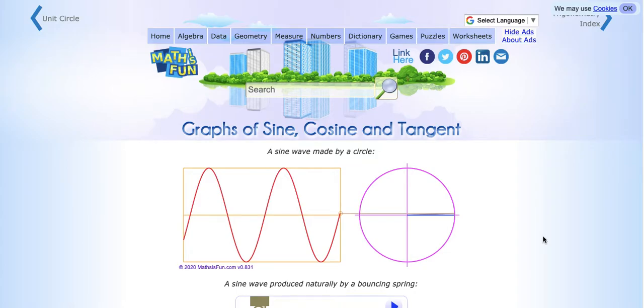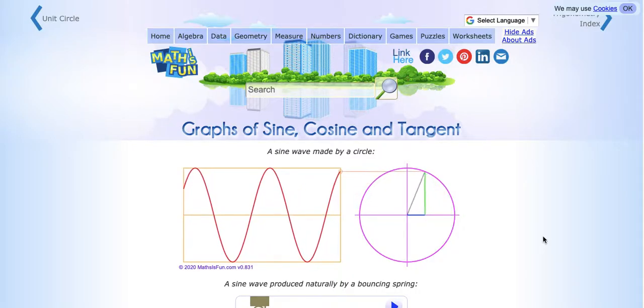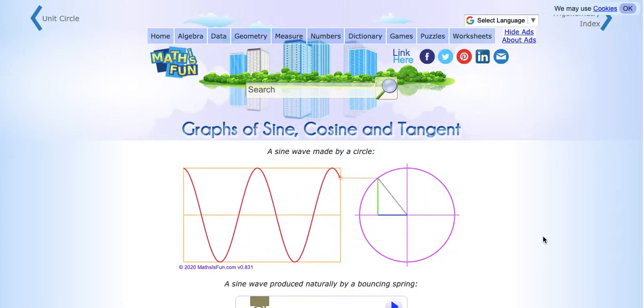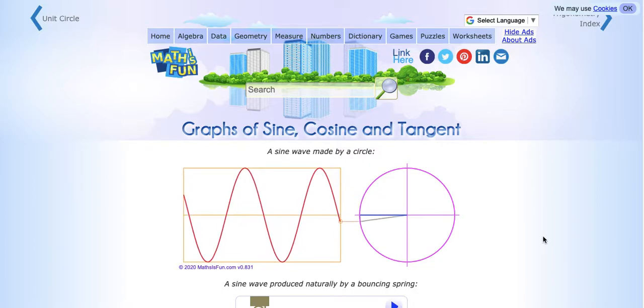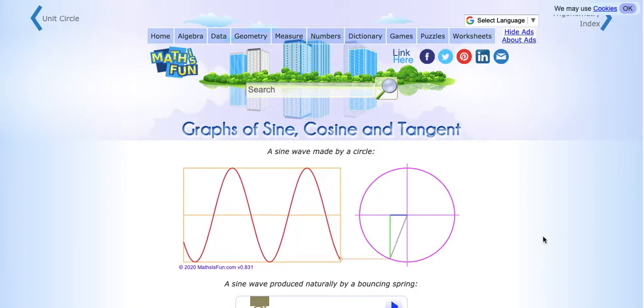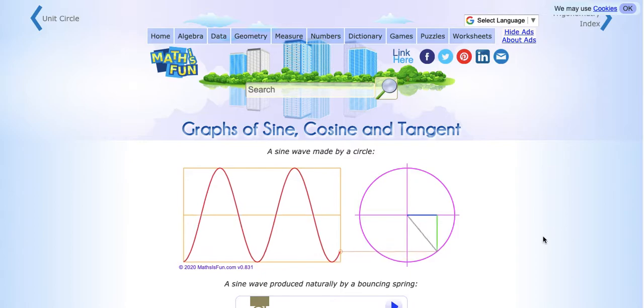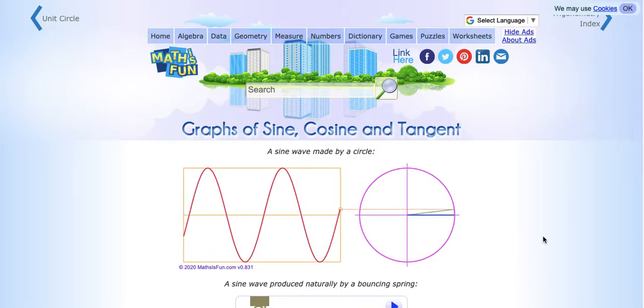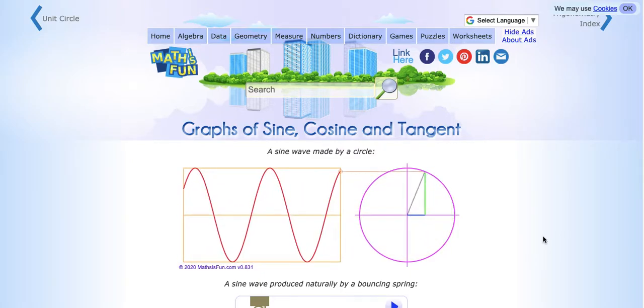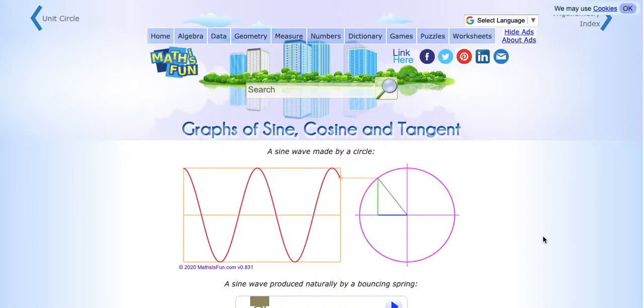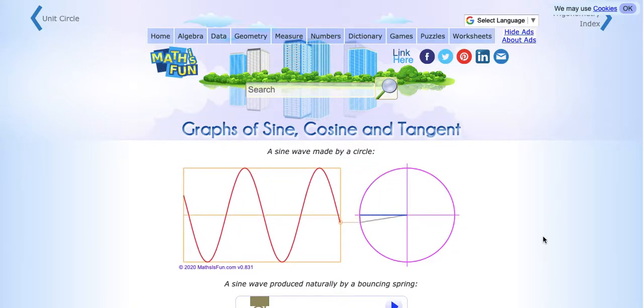Hello everyone, welcome back to our second video on the graph of a sine and cosine function. This video we are going to show some examples in Desmos to graph this. But before that, I just want to quickly give you the idea of how the wave is created by using the unit circle of these angles.